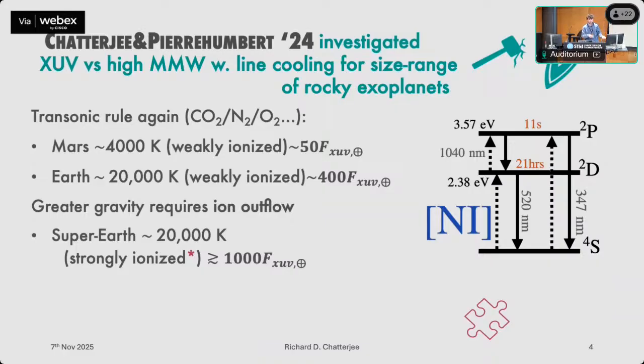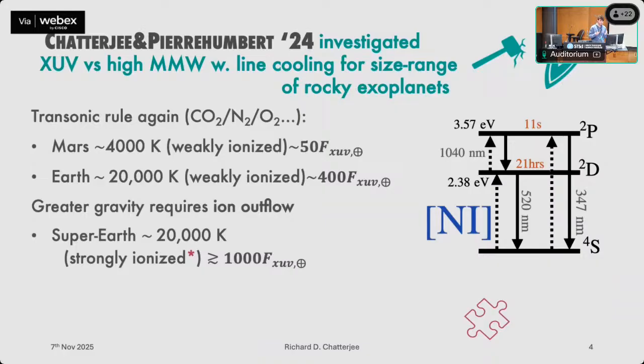And this is when the atomic line cooling starts to be efficient, although we think you can still have weakly ionized outflow, so it's not the most efficient it can be. So we estimate maybe 400 times present Earth levels of ionizing irradiation can drive transonic photoevaporation. This threshold is high enough that retention starts to be plausible for some Earth-sized rocky planets around M dwarfs.